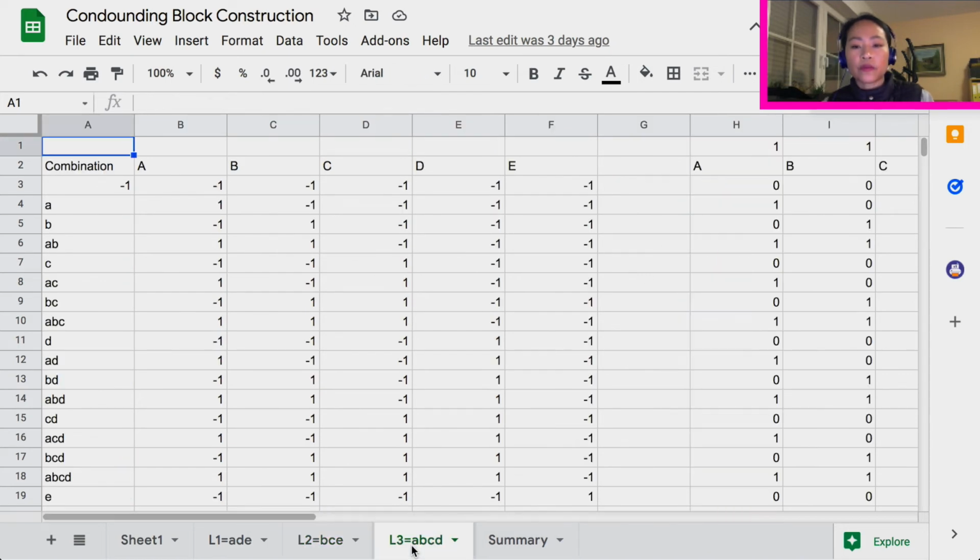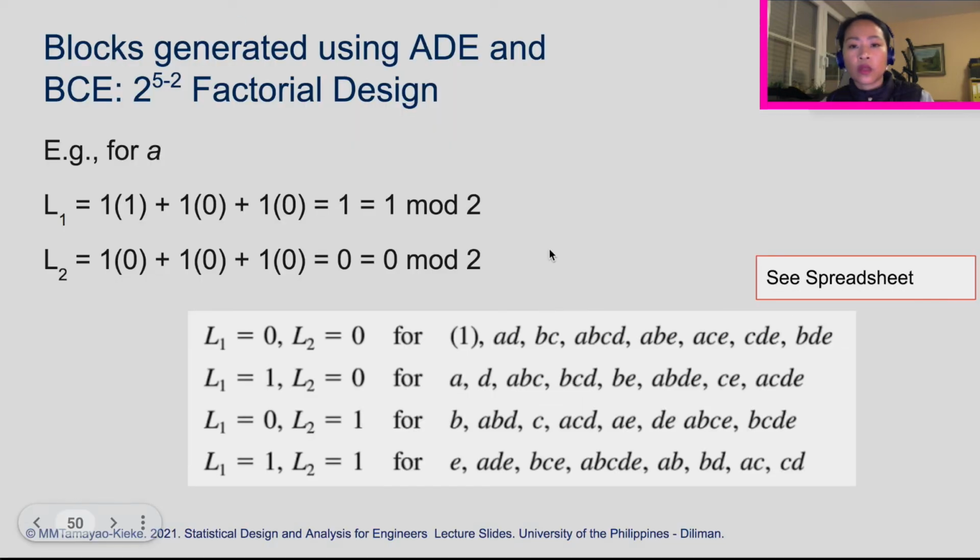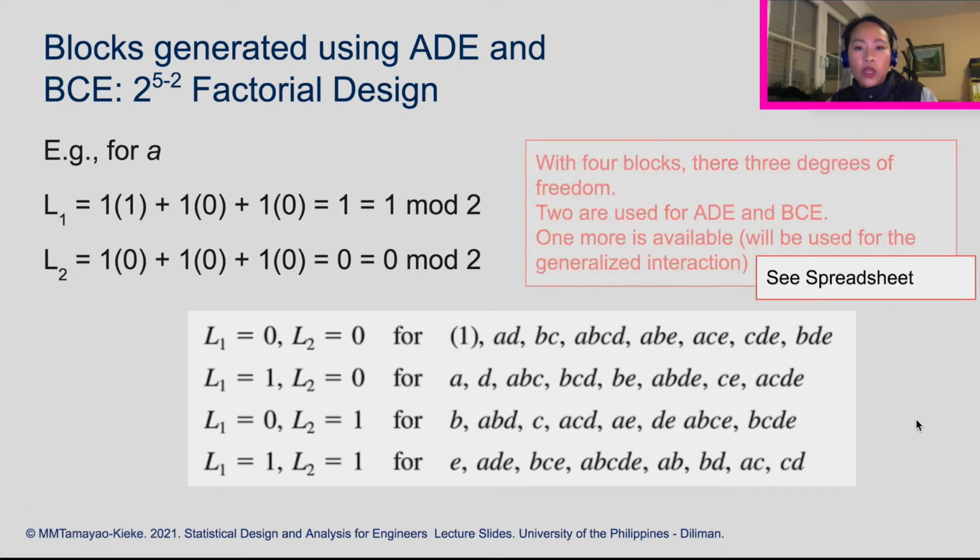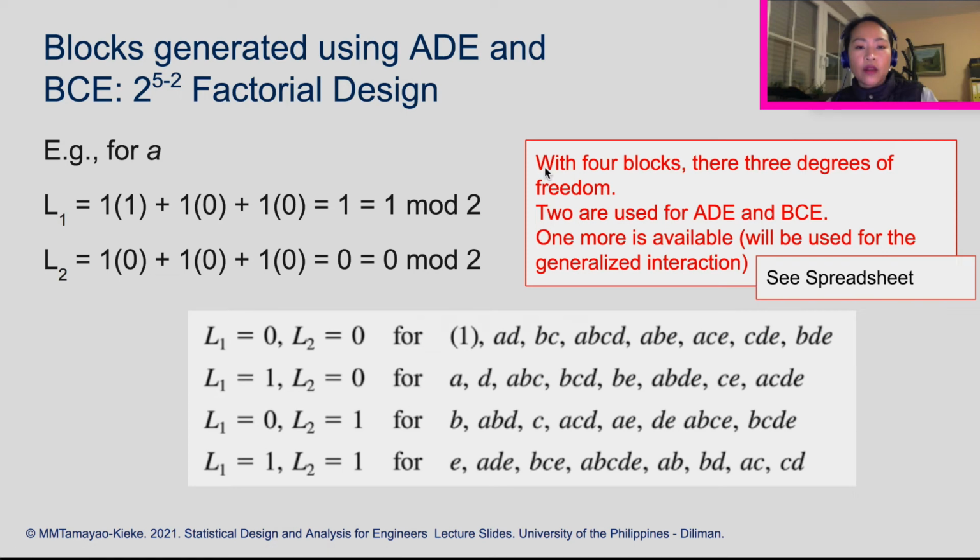Now, let's go back to this first. I've shown you the groups for L1 and L2. We have to take note that with 4 blocks, there are actually 3 degrees of freedom. And we've only used 2 degrees of freedom so far, corresponding to ADE and BCE. Now, one more is actually available, and this is used for the generalized interaction. The generalized interaction for our case is, again, ABCD.